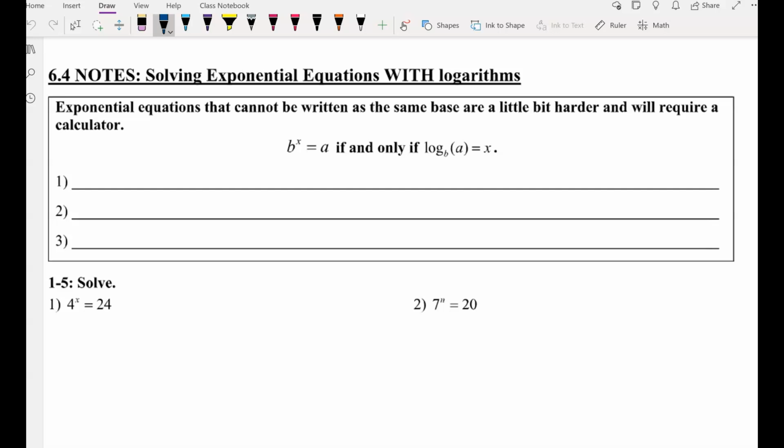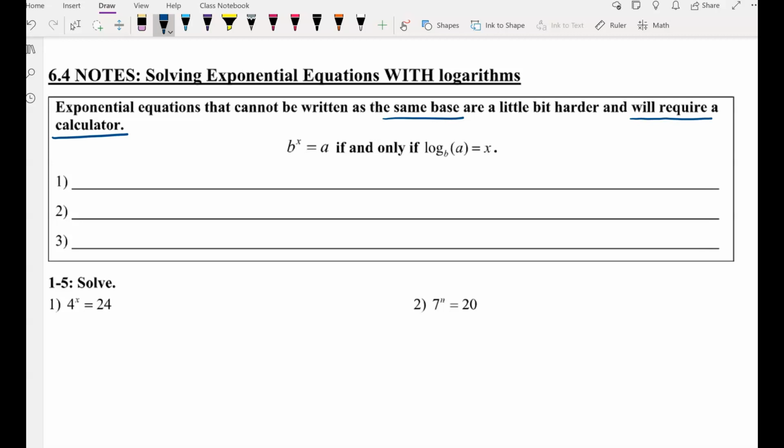Our title for today is Solving Exponential Equations with Logarithms. Exponential equations that cannot be written as the same base are a little bit more difficult and will require a calculator. So can you guys do me a favor and pause and go get your calculator, okay?